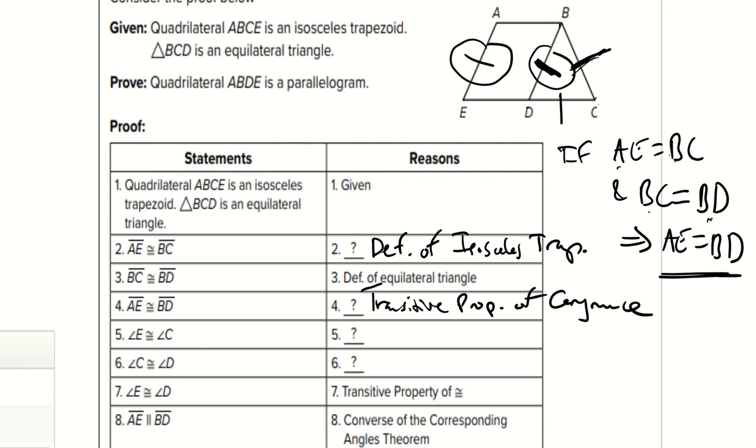Next one is angle E is congruent to angle C. And that's true because the base angles of an isosceles trapezoid are congruent. So base, I'm just going to shorten this here. Base angles of isosceles trap are congruent.